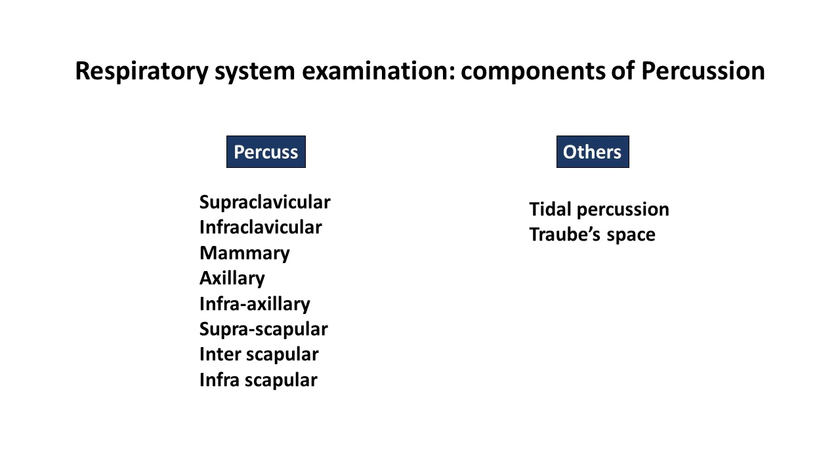In some instances, you may also test things like tidal percussion when there is stony dullness in the right lower part of the lung, or drop space percussion when there is stony dullness in the left lower part of the lung, especially the anterior part of the lung.